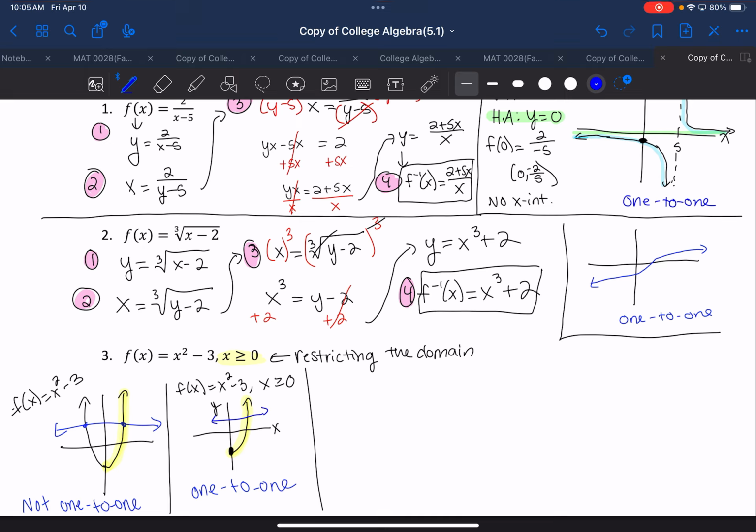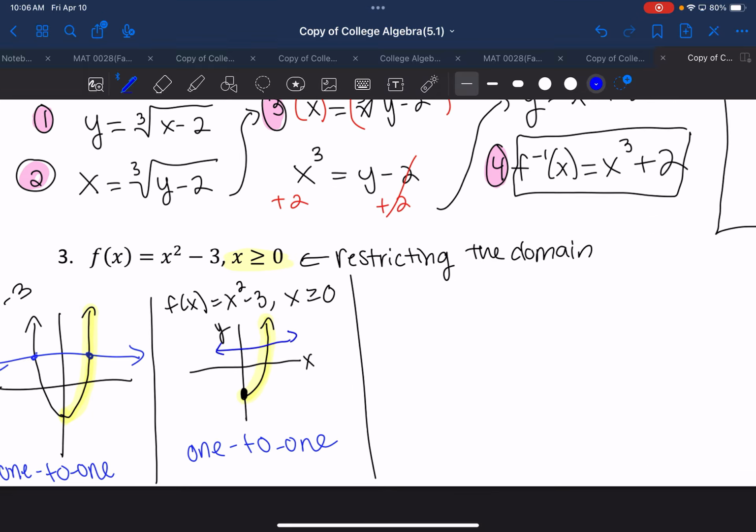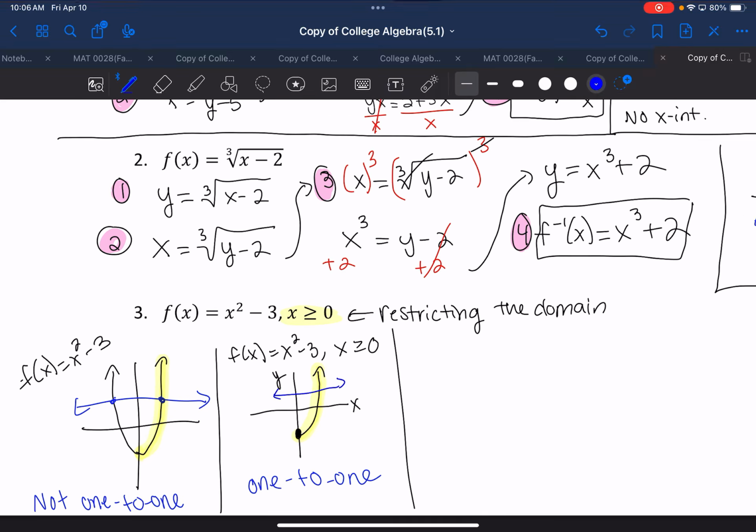All right, so because they restricted that domain, and this is one-to-one, I can proceed and find the formula for the inverse function. So I'm going to zoom in a little bit. So step 1 is to replace that f of x with y. So this would be y equals x squared minus 3. I'm going to also write down that inequality because it's part of this function. It is restricting this function's domain.